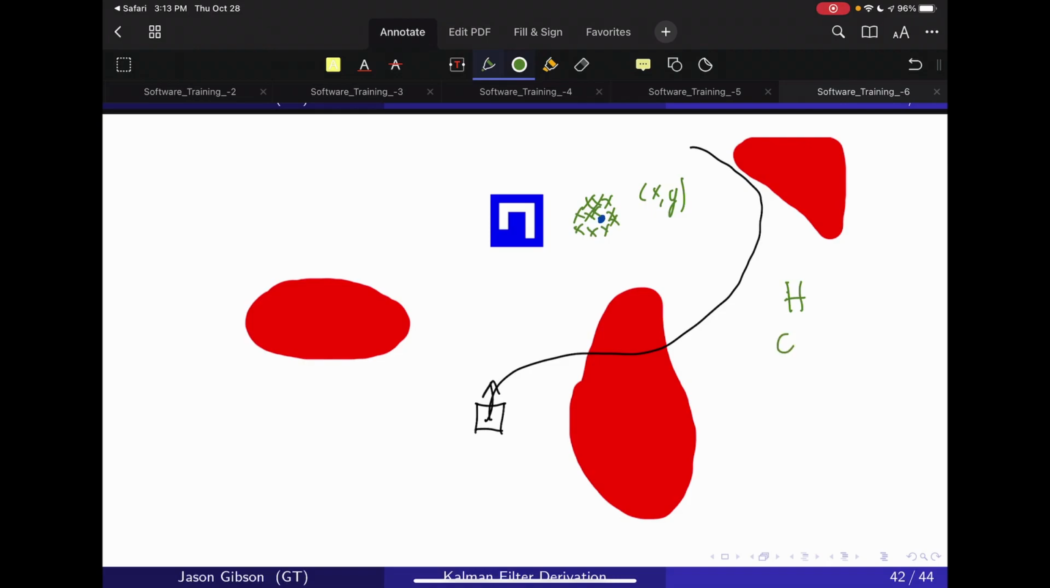Finally, even though there is no motion of our state, we're always assuming that the point is fixed. We're going to have a Q, which is going to be a very small value like this. And the reason we do this is just to prevent our covariance from decreasing to 0.